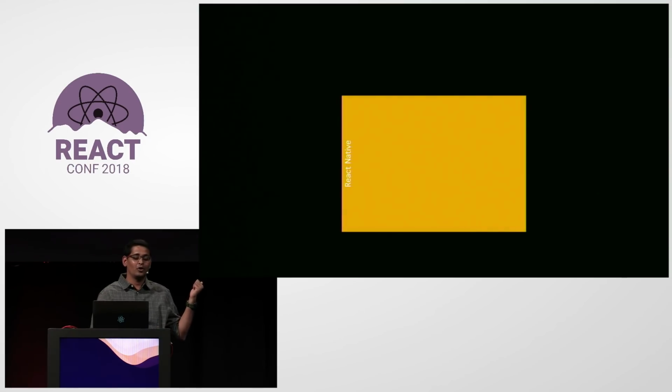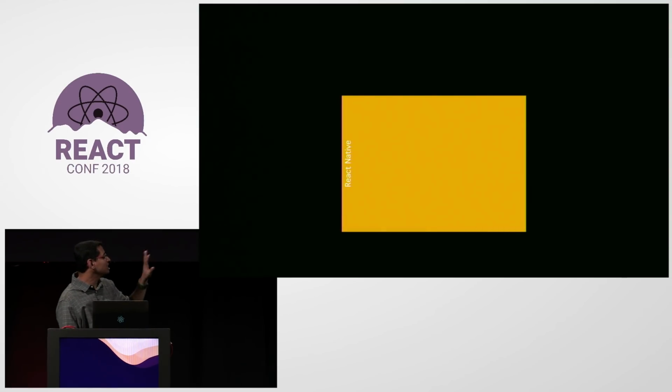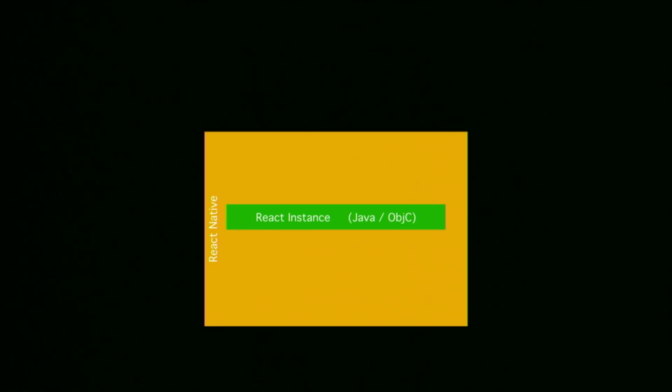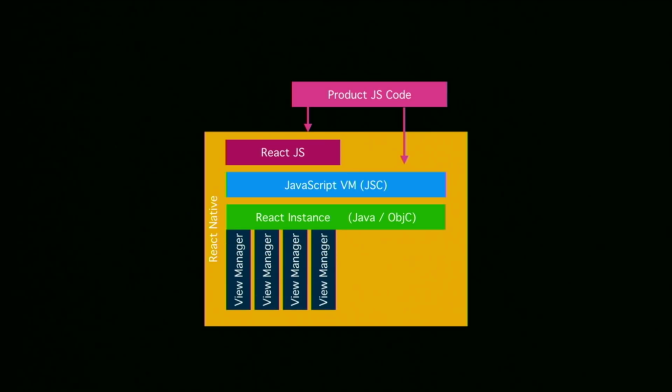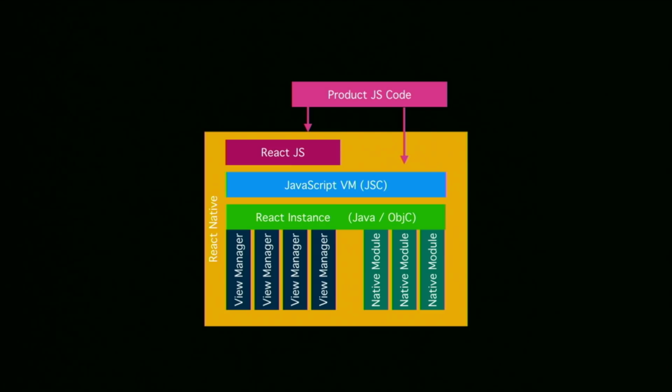No presentation is complete without a block diagram, so I'm going to put in the obligatory block diagram for React Native. This is typically the architecture of React Native. You have the main React instance, which is all of the Java or the Objective-C code that you write. You have the JavaScript virtual machine on top of it, and then React code and your product code pretty much interact with this JavaScript virtual machine. Whenever you want to draw something on the screen, you would be using View Manager. So for example, if you want to draw a scroll view, you'd be using a Scroll View Manager. And if you want to invoke device capabilities, you'd be using what's called a native module.